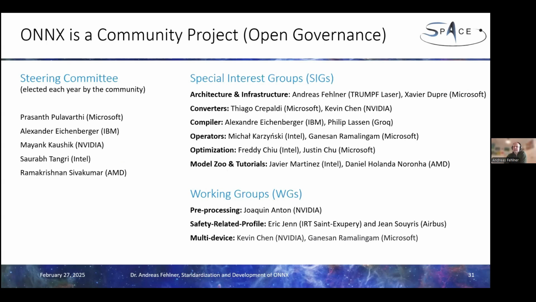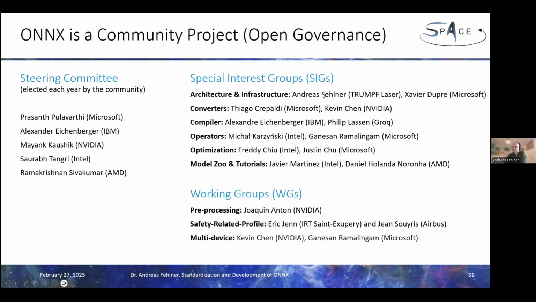So ONNX is really a community project. It has open governance, and in the steering committee you see a lot of popular companies, from Microsoft, IBM, NVIDIA, Intel, and AMD, working together to strengthen this standard. And they are not in the steering committee because they are from these big companies. They are elected by the whole community, these 5 people. Each year there are steering committee elections. This steering committee gives a roadmap, or the direction, of the standard.